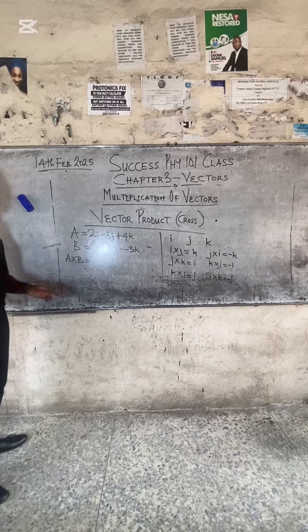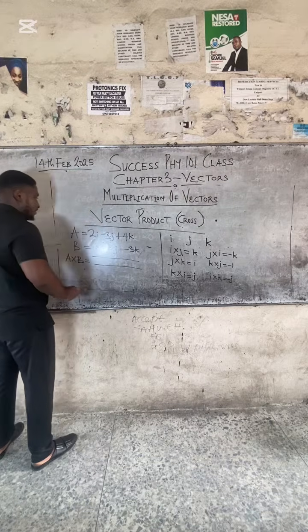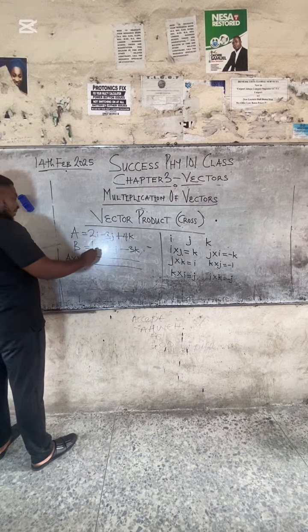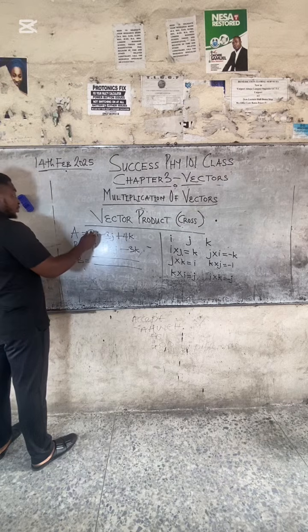Applying this rule here, A cross B. Class, don't forget it's 1 here. I means 1I. I means 1. We're going to say 2. Remember, multiply the numbers first before the vectors.